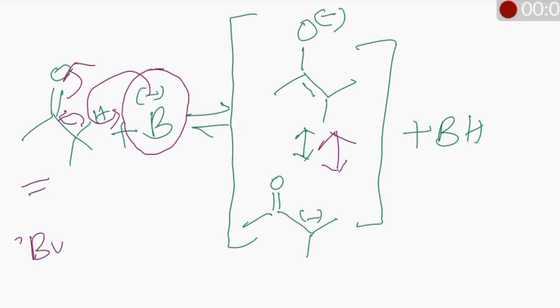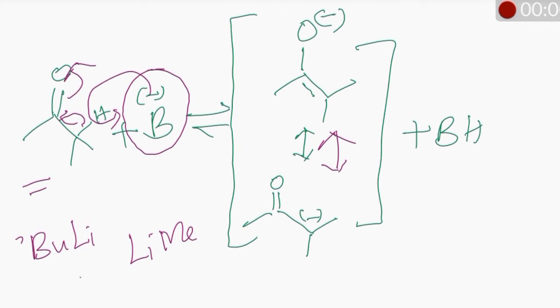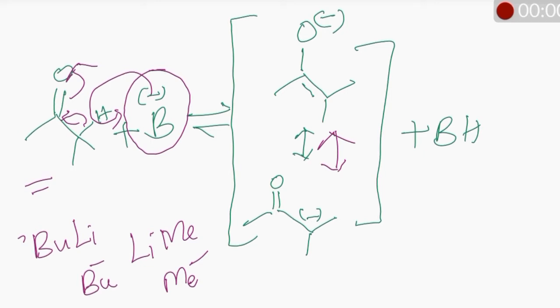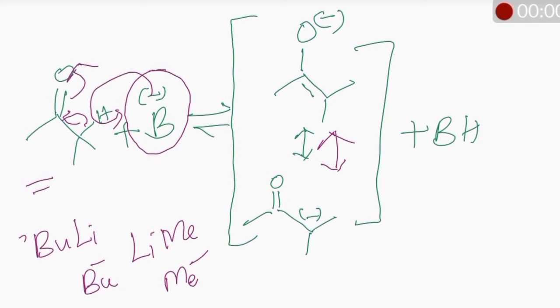Can we use lithium butyl or lithium methane, that means Bu minus or Me minus or CH3 minus, to deprotonate this acetone? Ideally speaking, yes, provided we take only the basicity into account. The pKa of the conjugate acid is more than that of the proton to be abstracted. However, one more aspect we have to worry about is nucleophilicity.